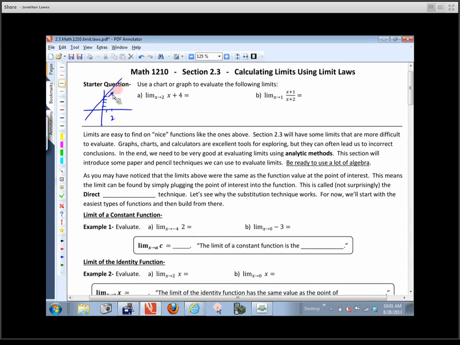The graph would get really close to this point from either side. There's nothing weird that happens on that. So what's the limit here? Limit would be 6. Okay. This one's a little bit more complicated.